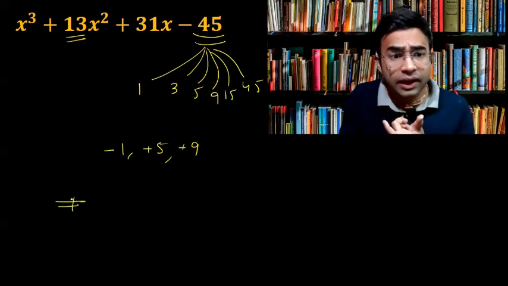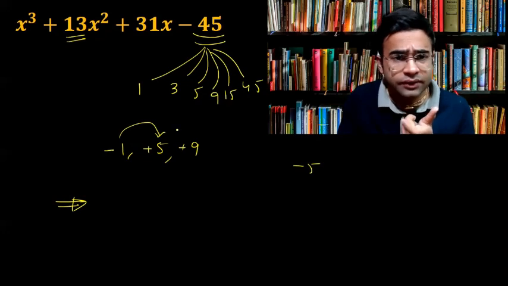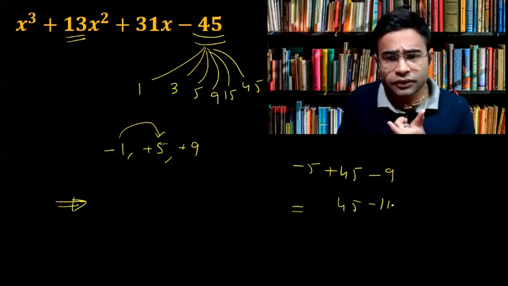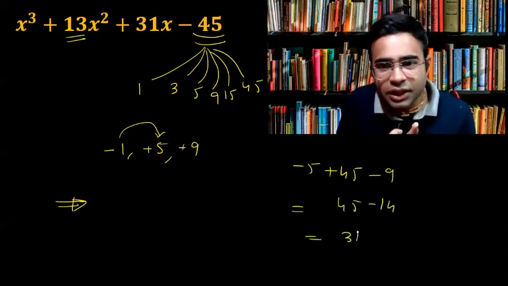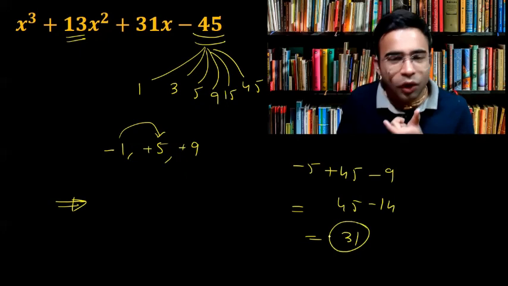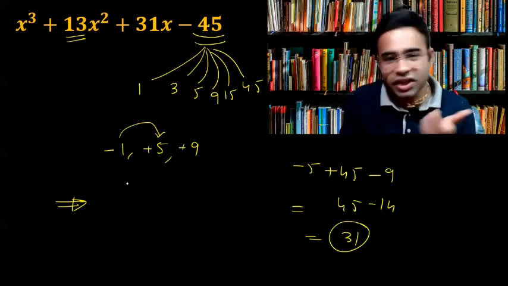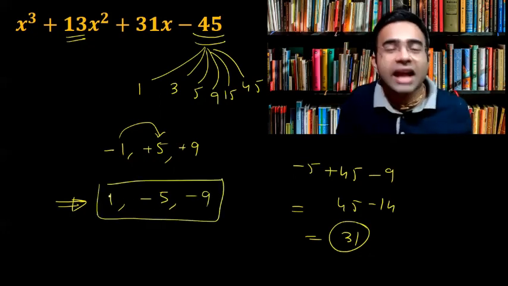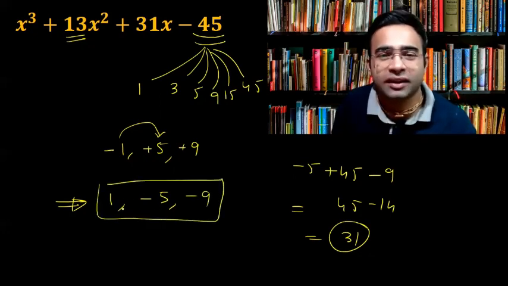Wow. Okay, let's have the verification here. This into this gives me -5. This into this gives me 45. And this into this gives me -9. And this is nothing but 45 minus 14. And that's nothing but 31. Wow. It's done, audience. So finally, change the sign and you get the answer as 1, -5, -9. Wasn't that quick, kids? That's the beauty of trick, kids.